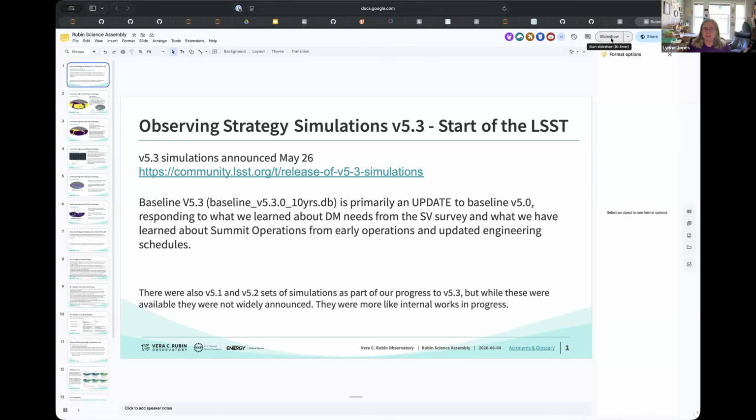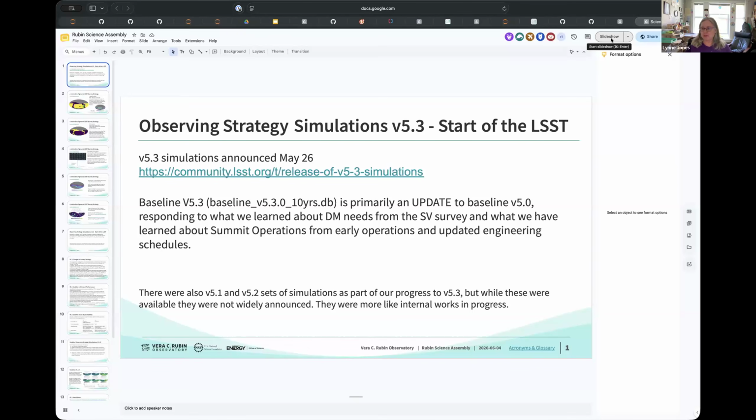Okay, so the v5.3 simulations were announced last week. I think that was May 26th, and it's on community. The baseline v5.3 is what mostly I'm going to talk about here. And it is primarily an update to our previous baselines. We're basically responding to what we've learned about what data management needs based on what we saw during commissioning in the SV survey, and on what we've learned about Simonyi operations from early operations and updated engineering schedules. So really, I just want to make sure we're clear, we're not reinventing the survey strategy from scratch here. This is an update based on what we're learning and what we've seen.